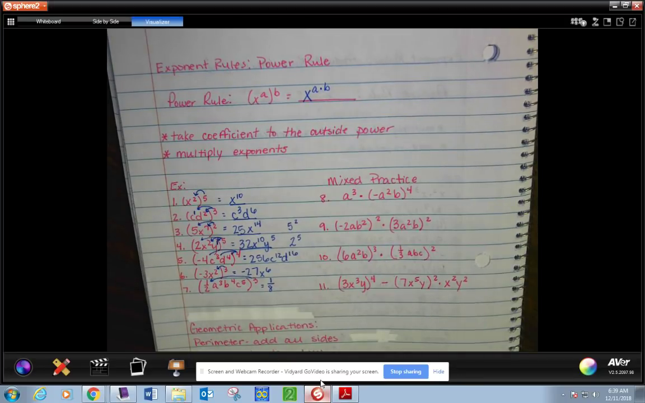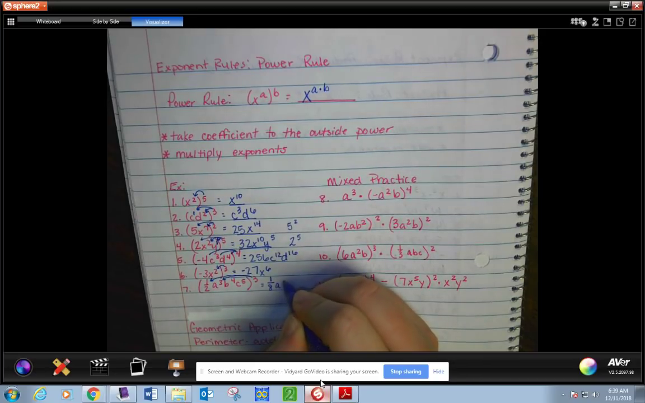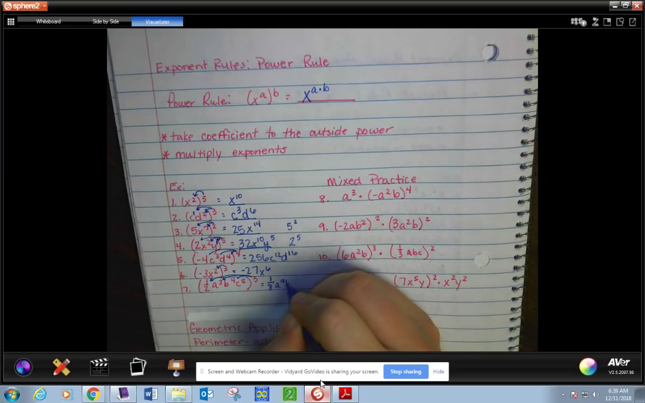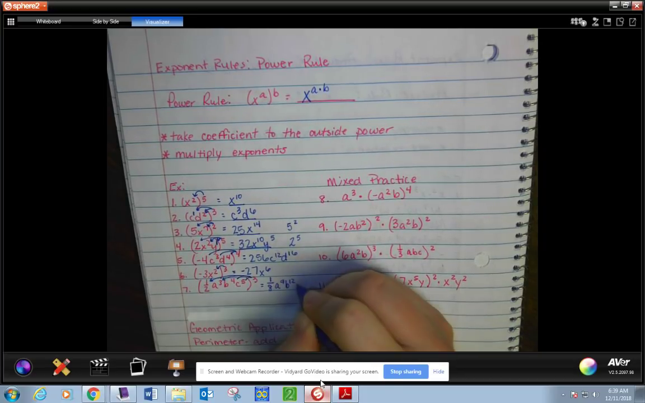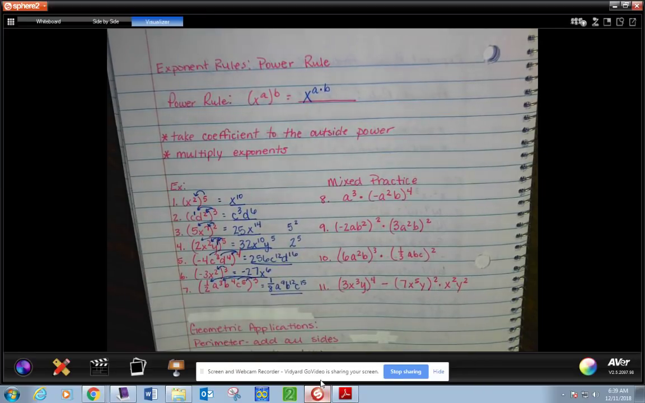Excuse me. Now just multiply your exponents. So 3 times 3, you get a to the 9th. 3 times 4, you get b to the 12th. And 3 times 5, you get c to the 15th. So those are your answers for the new rule today.